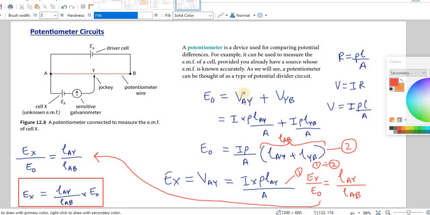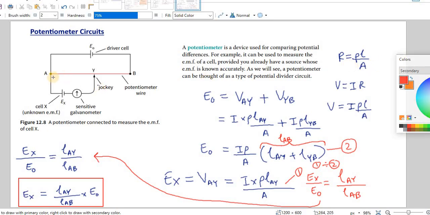Now if you go around this loop, the EMF is equal to the potential difference across this, VAY, plus the potential difference across this, VYB. And you have also learned R equals rho L over A. Now if you look at this length of wire, it's the same wire, so rho and A are the same. Rho is the resistivity and A is the area of cross section. It will be the same because it's the same length of wire. And you have also learned V equals IR. Now for R I can write this, so that's how I got this, you see here. Now this I substitute for VAY and for VYB.